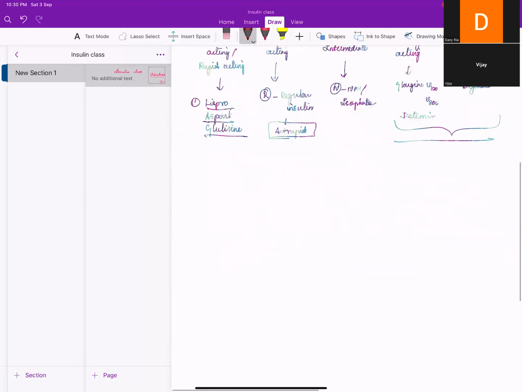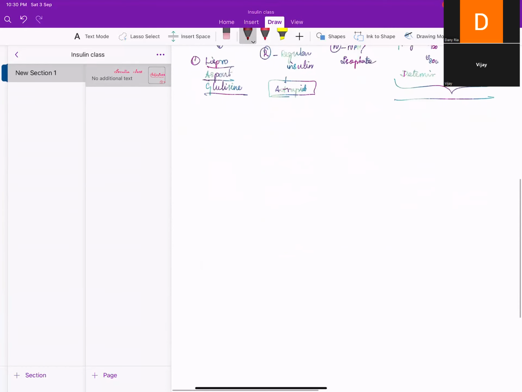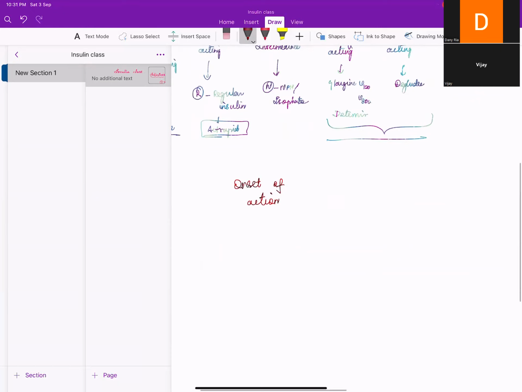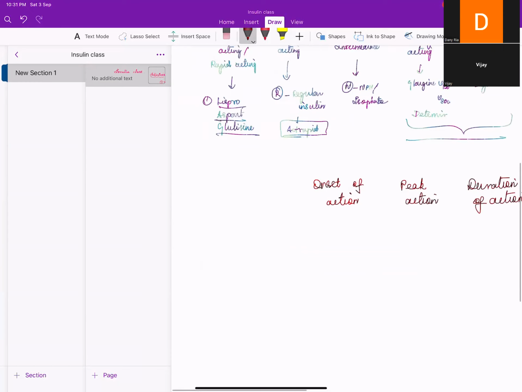If you are very thorough with this concept, I'll tell you the duration of action of insulin. For any insulin, you should know the onset of action, when the insulin starts acting. Then you should know the peak action, when there is a peak. Then you should know the duration of action. These are the three important things you should know for any insulin.